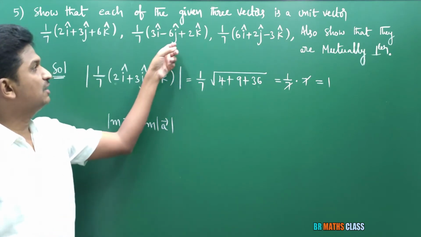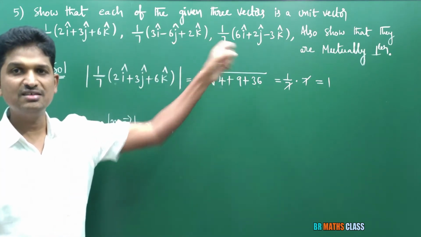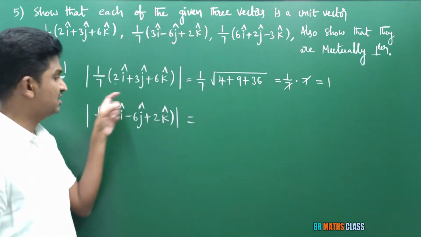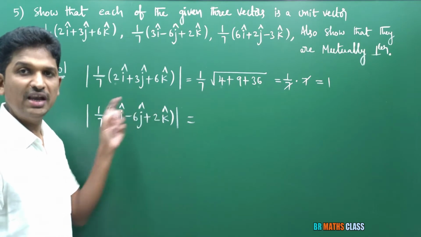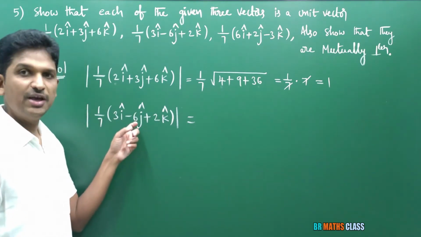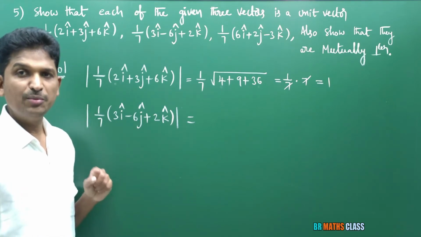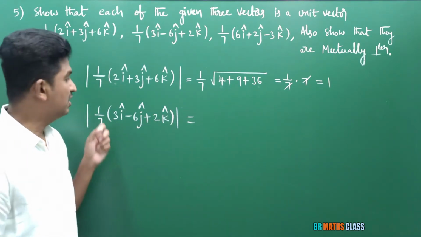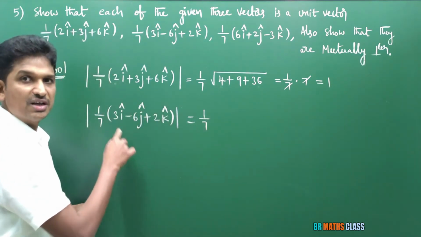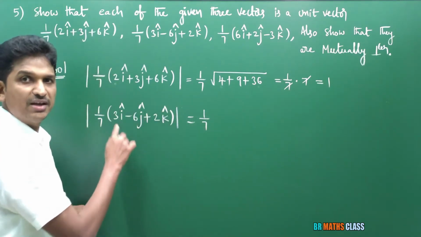Similarly, I will calculate the magnitude of this vector as well as this vector also. You observe the second vector. I consider the second vector. Now I am calculating its magnitude. How does it look? It looks like magnitude of m a bar. What is magnitude of m a bar? m into magnitude of a bar. So what will you get here? 1 by 7 into the magnitude of this vector. How will you calculate the magnitude of this vector?